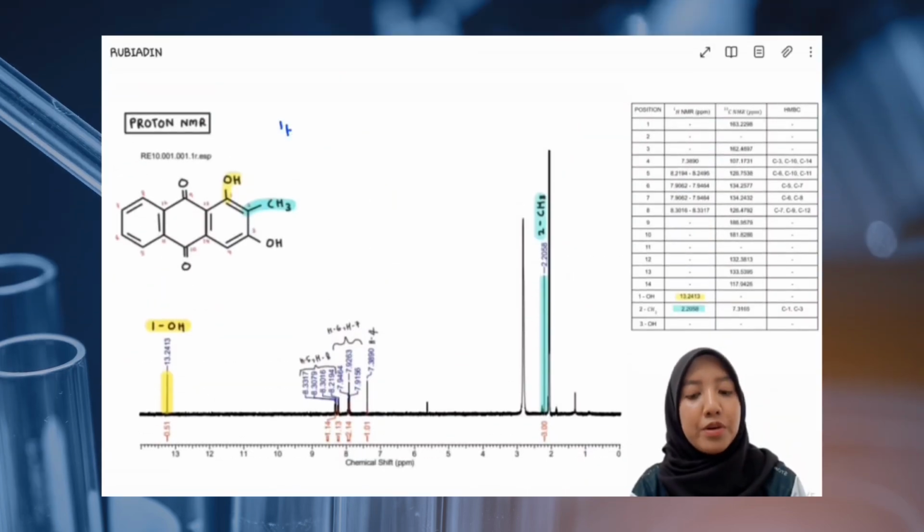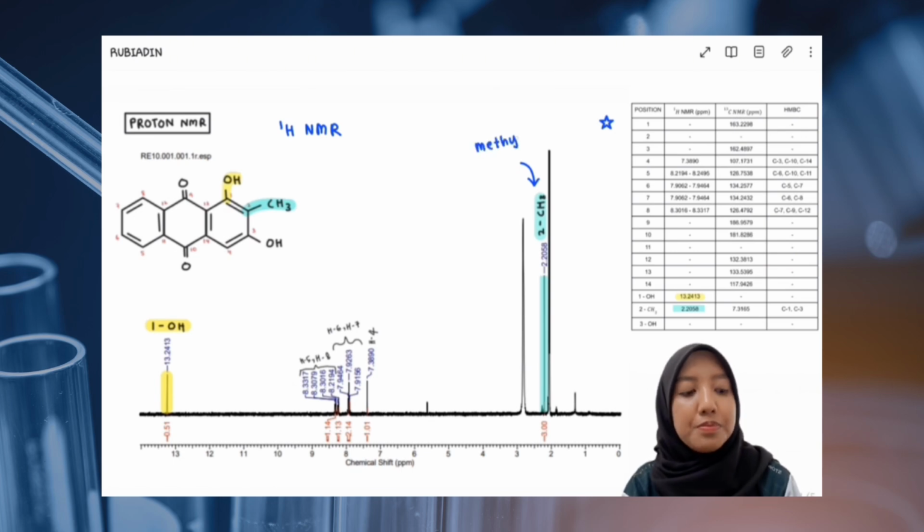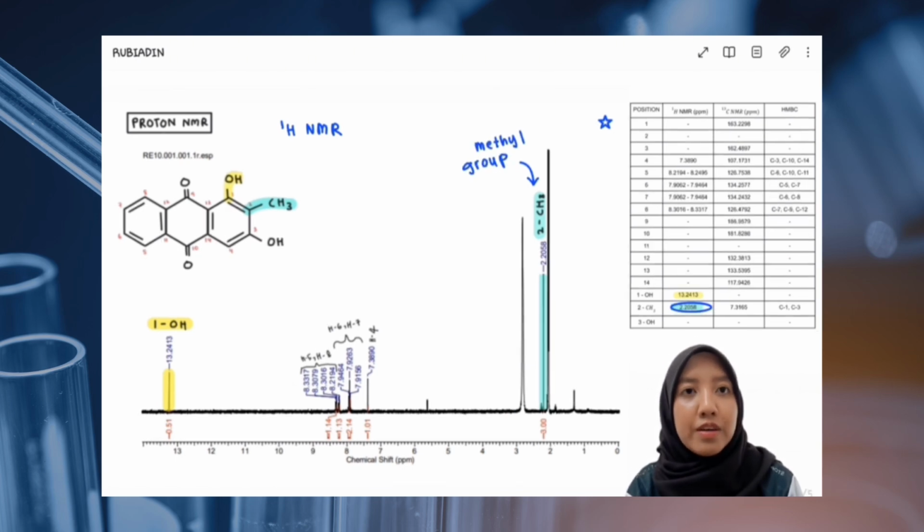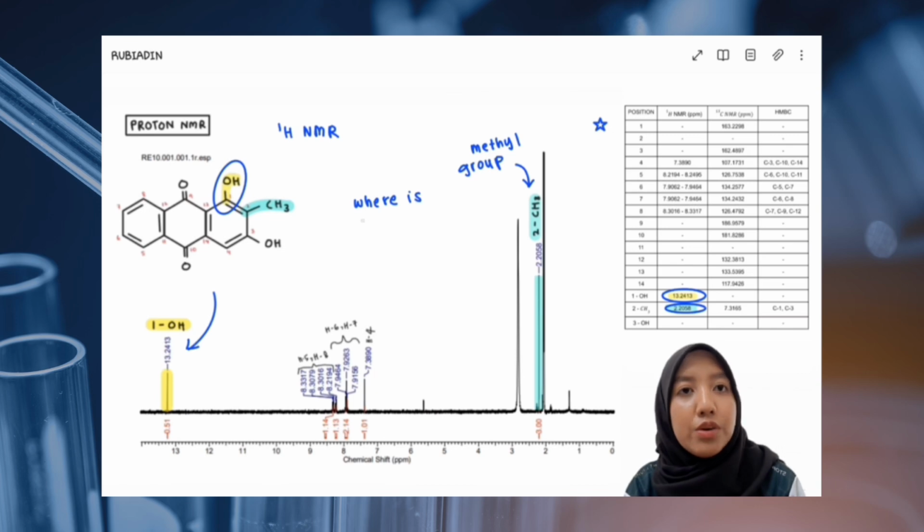The next part is for the proton NMR, which is 1H NMR spectroscopy. We have to read the spectrum from the right side. The first one is the 2CH3 peak, which is the methyl group. We get 2.2058 ppm, and then the next one is 1OH that we get from the left side of the spectrum, which is 13.2413 ppm. Here we cannot recognize the 3OH peak because, due to chemical equivalence, they give rise to only one peak, because they experience the same magnetic environment and have the same chemical shift.